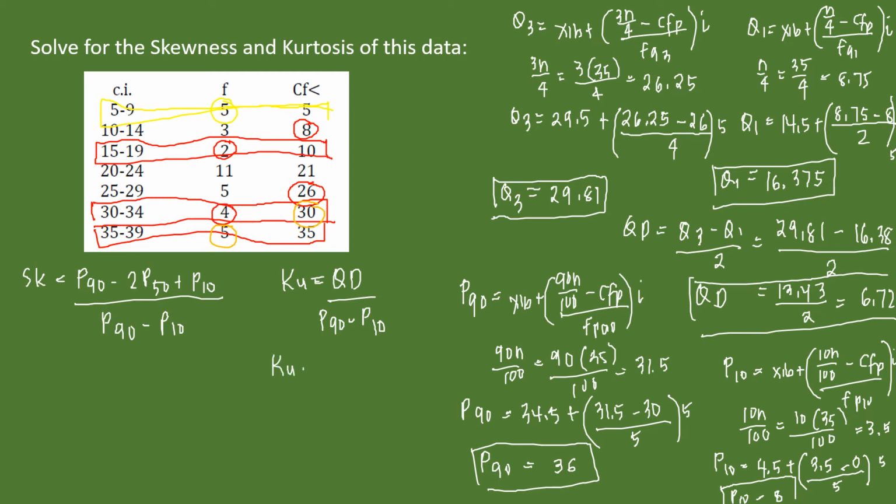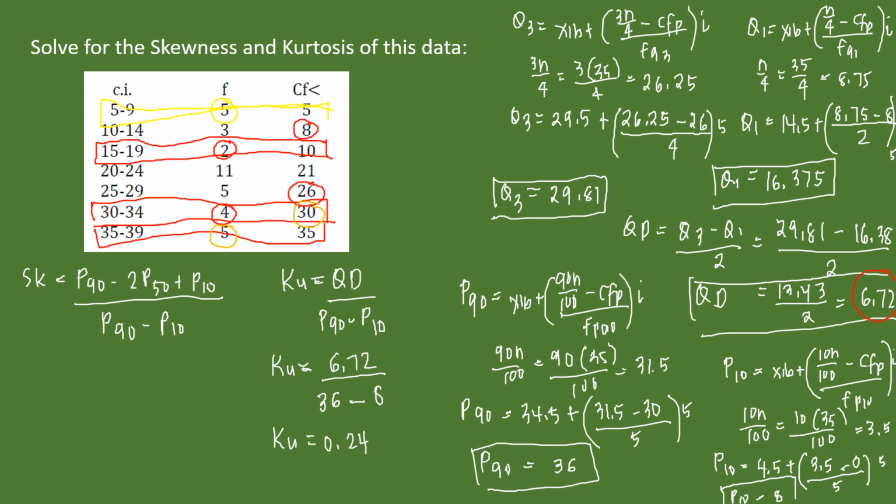So kurtosis is equal to QD, that is 6.72. Here is our QD. So 6.72 divided by P90 is 36 minus P10 is 8. So if we subtract first 36 minus 8, that is 28. So 6.72 divided by 28, that gives us a kurtosis of 0.24. Okay, so what does this mean?